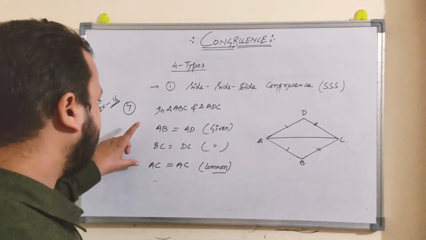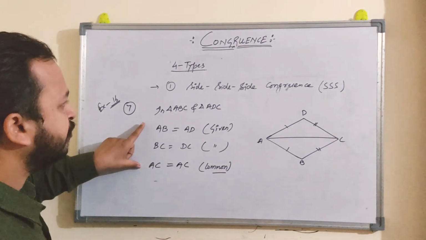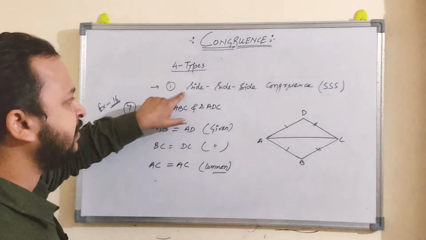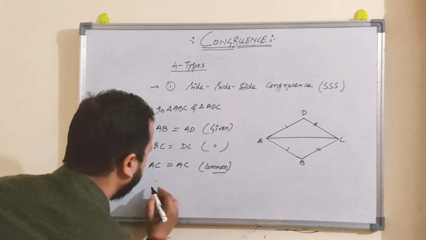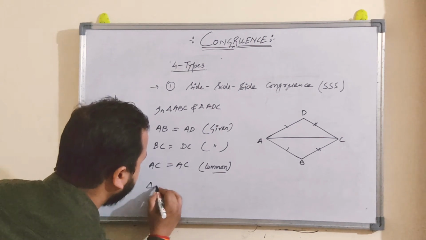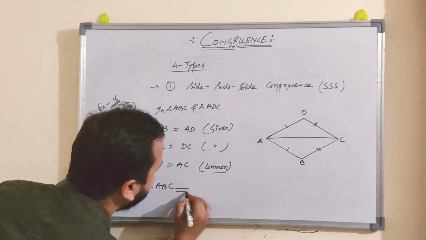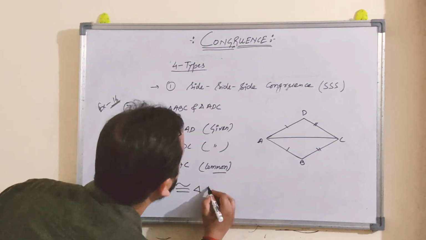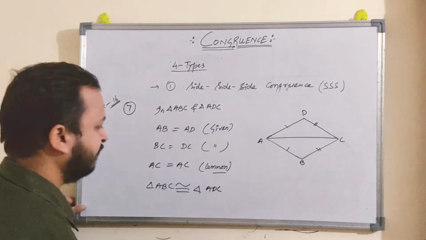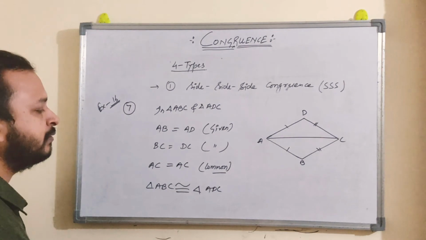So we can say that these three sides are equal. So by the first type of congruency, side side side, this triangle is congruent to this triangle. So triangle ABC is congruent to triangle ADC, and this is what you have to prove.